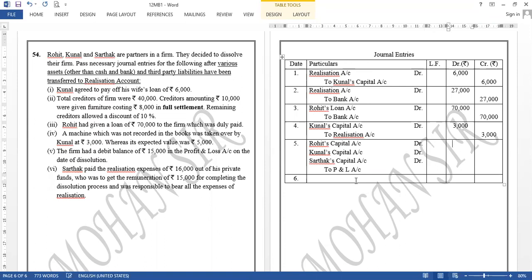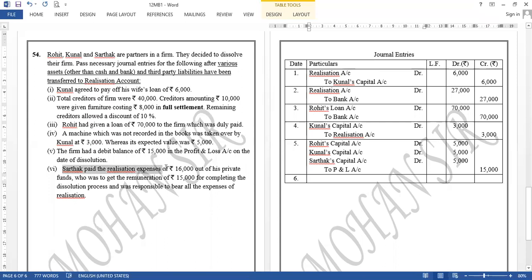बच्चे यहाँ गलती क्या करते हैं? P&L account का डेबिट बैलेंस तो P&L को डेबिट करते हैं. बट बच्चा वो राइट ऑफ कर रहे हैं. तो that has to be credited. What is the amount of P&L? Amount is rupees 15,000. And what is the ratio given to us? Ratio of partners is not given, right? So equal ratio. 5,000 each. Okay, done.